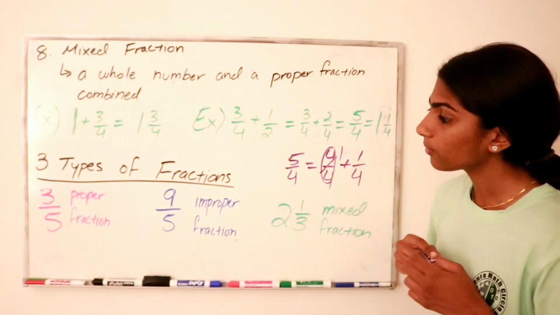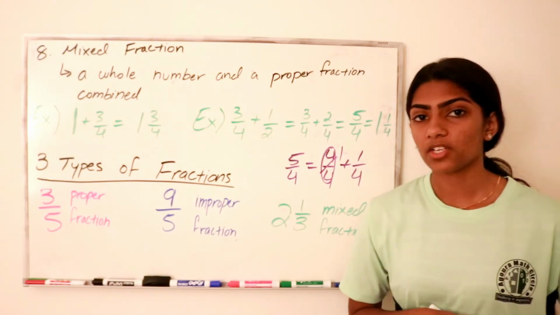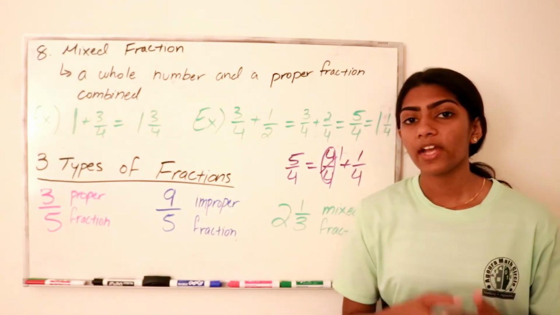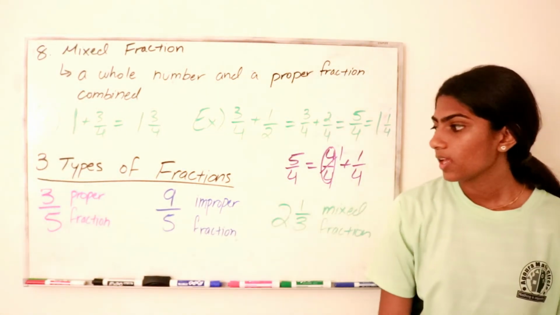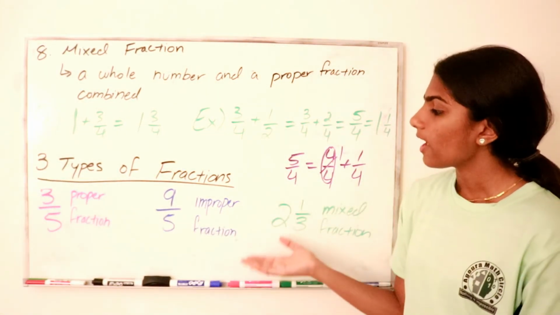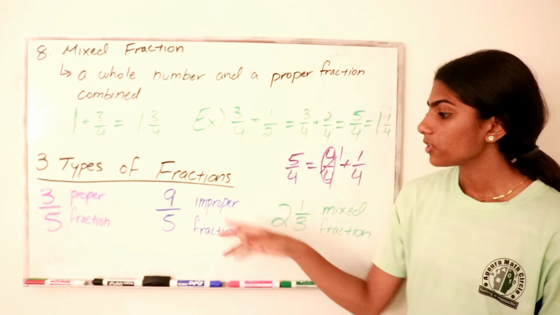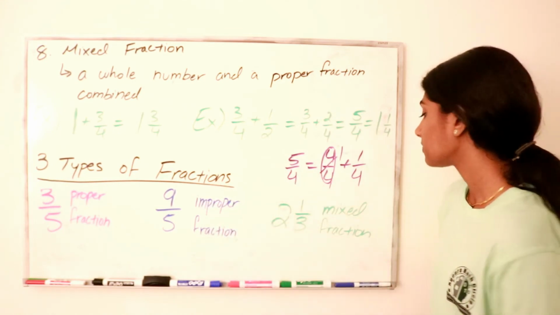Now, there are 3 types of fractions. The first fraction we know is a proper fraction, and that's when the denominator is bigger than the numerator. For example, 3/5. The next fraction we know is an improper fraction, and that's when the numerator is bigger than the denominator. So 9/5.